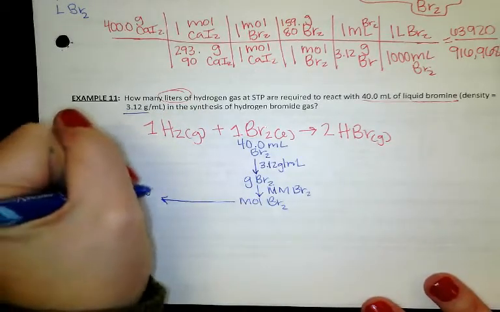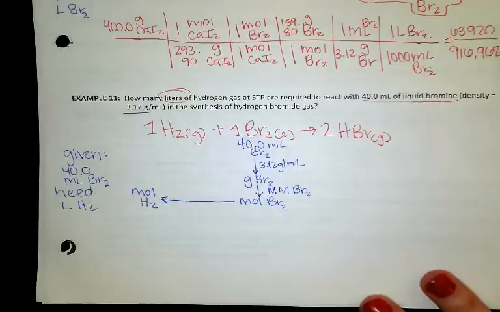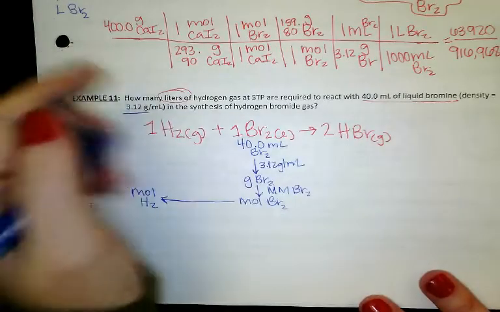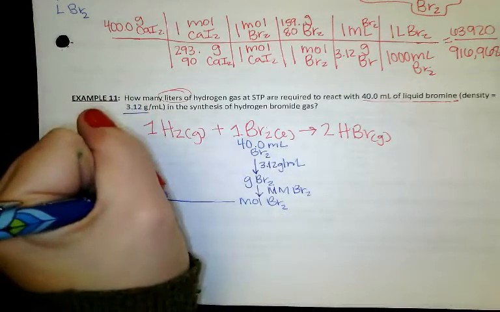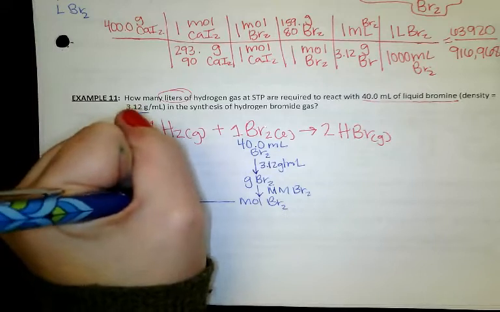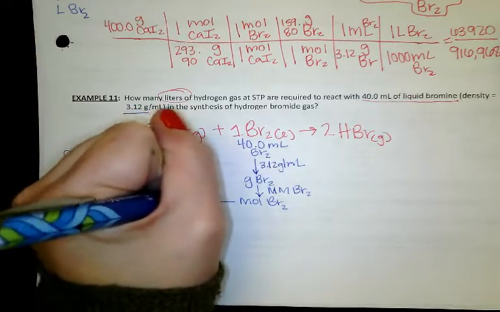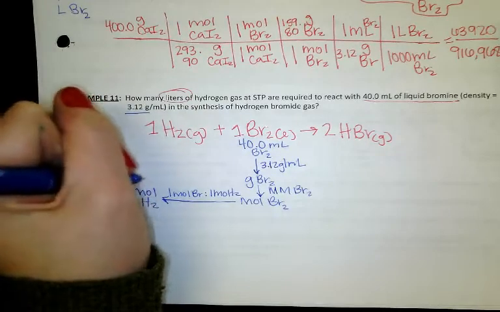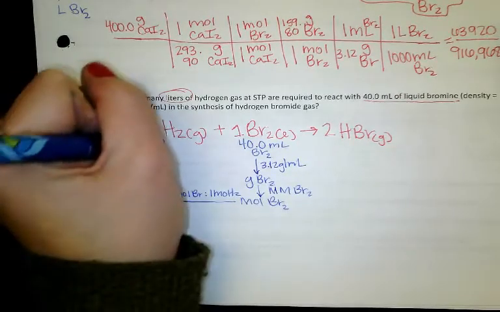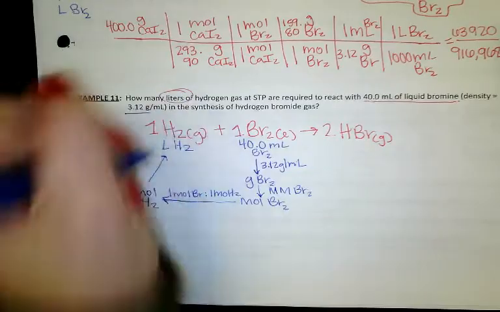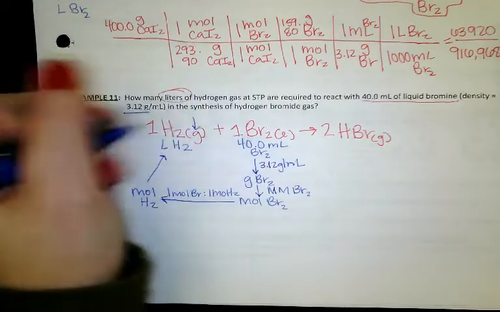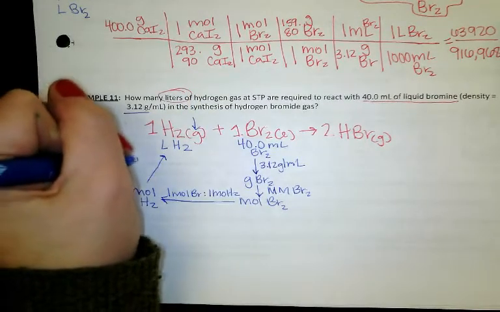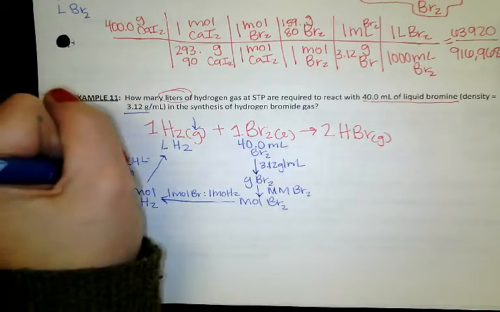ratio. So 1 mole of bromine to 1 mole of hydrogen. Okay. Then we're going to go from moles of hydrogen to liters of hydrogen, not using density because this is a gas. We're going to use 22.4 liters equals 1 mole. Okay, so let's set up our conversion.